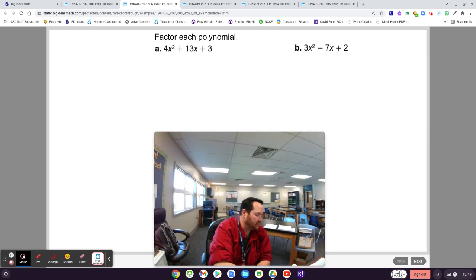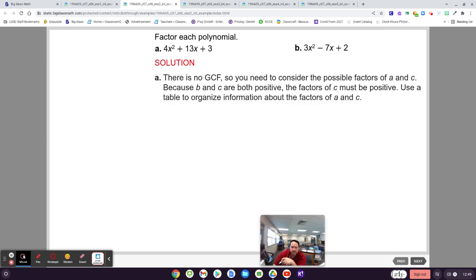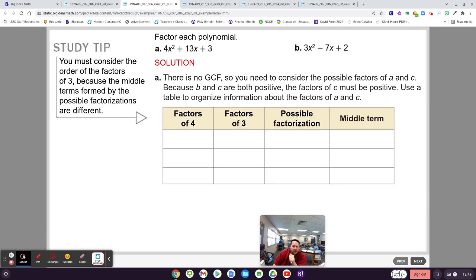And then we'll go through big ideas how they do it. I'll make this smaller again. Okay. So they make a table. This is another great way to do it. Just kind of organize a table like this.